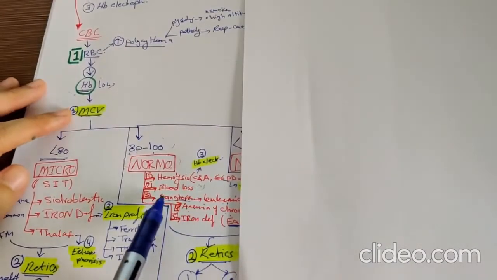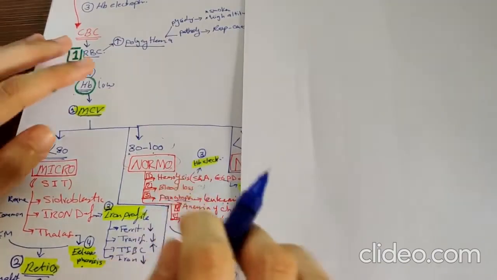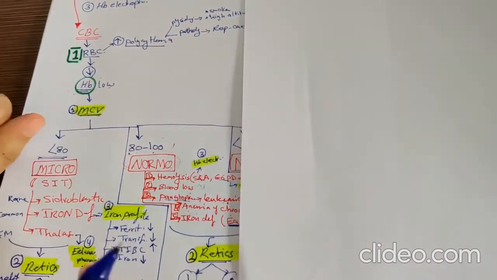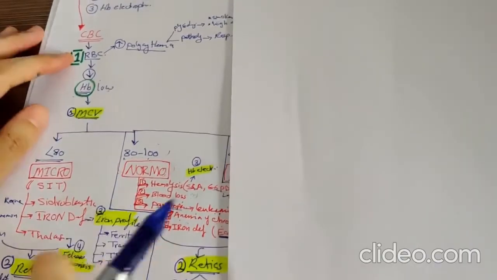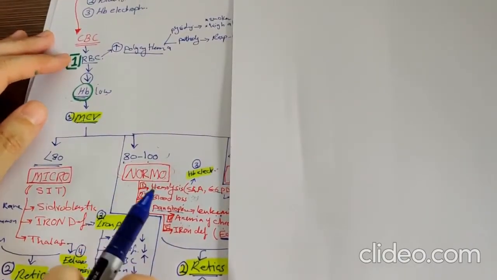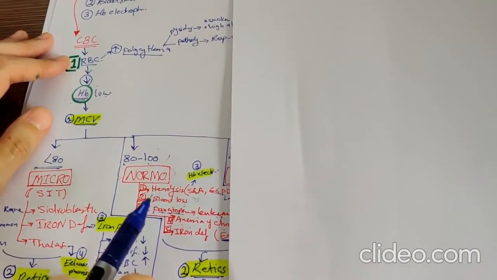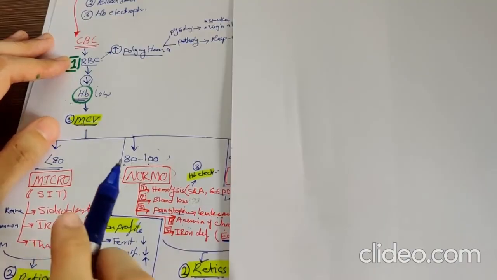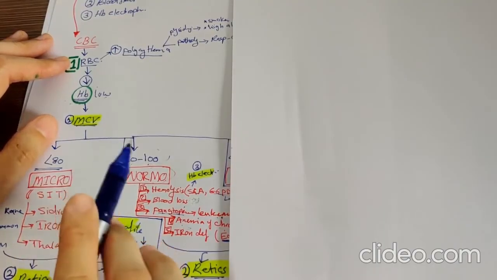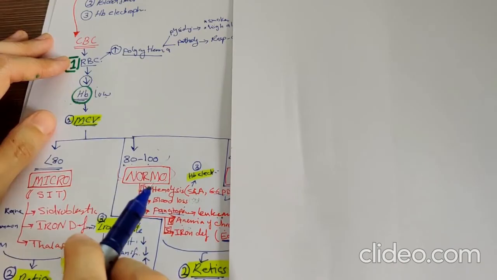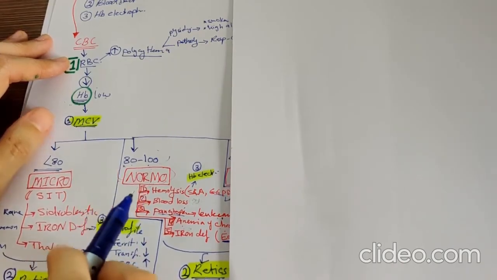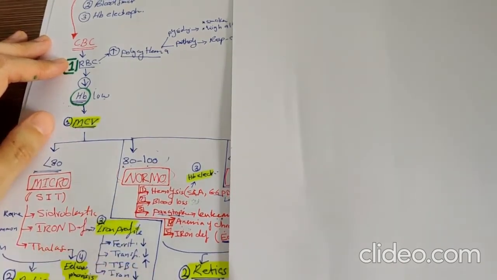Okay, I forgot to talk about the blood loss, how you will check about it. You need to order the stool analysis, and also endoscopy and colonoscopy. You want to check if there is any upper GI bleeding by doing endoscopy, and if there is any lower GI bleeding by doing the colonoscopy and the stool analysis.